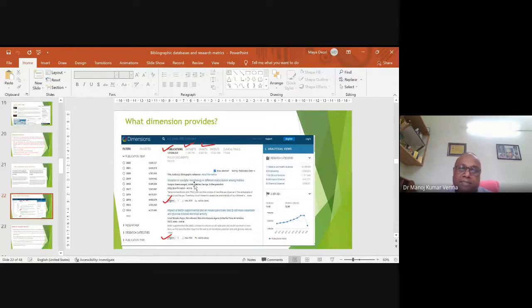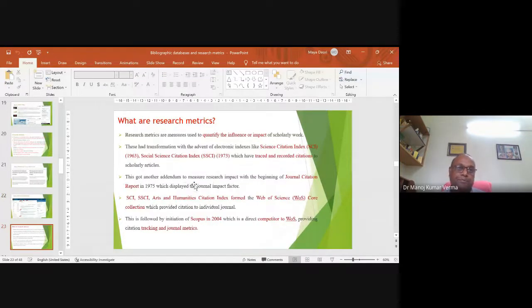What does Dimensions provide? Publications, datasets, grants, authors, and the Altmetric score also. You can see a red-colored tick down there. That Altmetric score shows social media activity, for example on Twitter and Facebook, if someone is sharing or commenting on your paper or your research. So that attention is also given in Dimensions, and on that basis we are doing Altmetrics analysis nowadays.